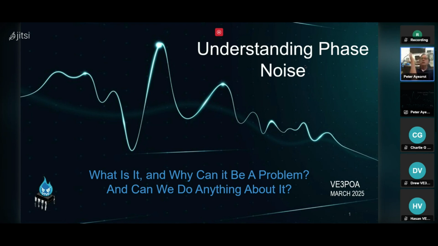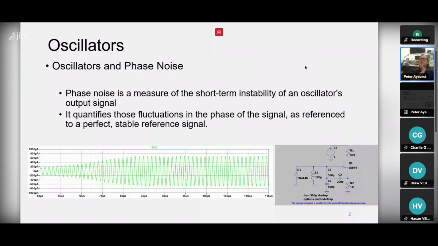So basically, as we all know, oscillators have phase noise. The phase noise is a measure of the short-term instability of an oscillator's output signal, and it quantifies those fluctuations in the phase of the signal as it is referenced, of course, to a stable reference signal.